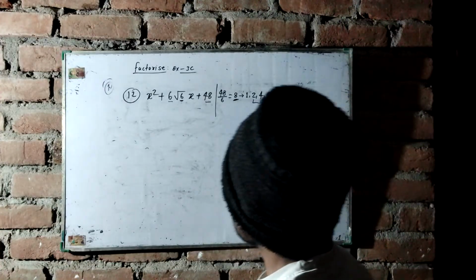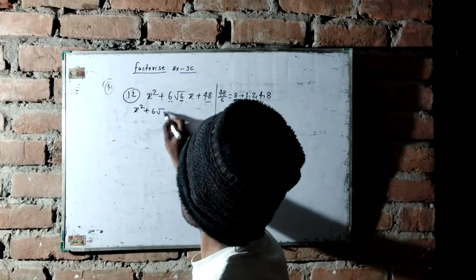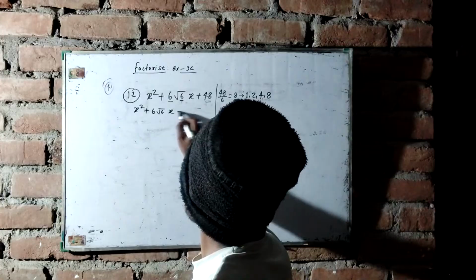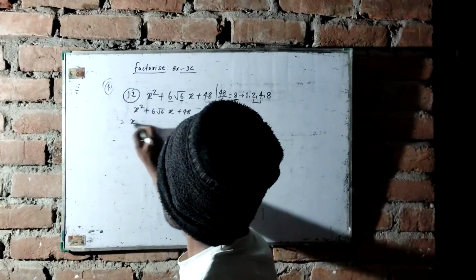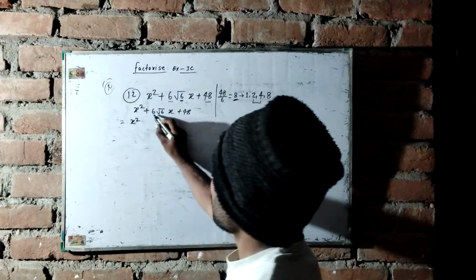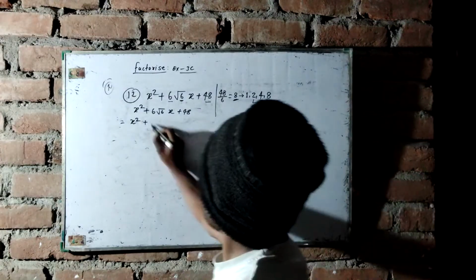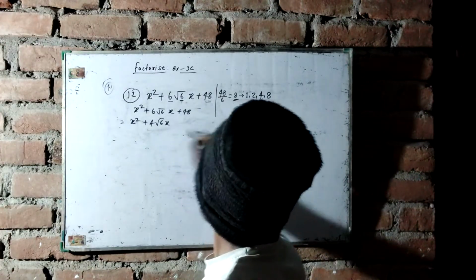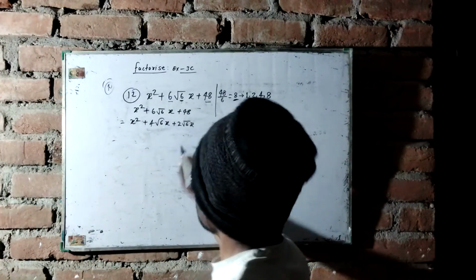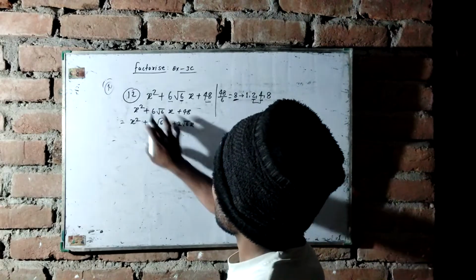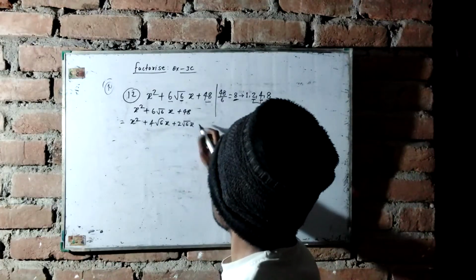So we can write x square plus 6 under root 6x plus 48 as it is. Now we can write x square, and 6 under root 6x can be written as 4 under root 6x plus 2 under root 6x, because their sum will be 6 under root 6x and their product will be 48.